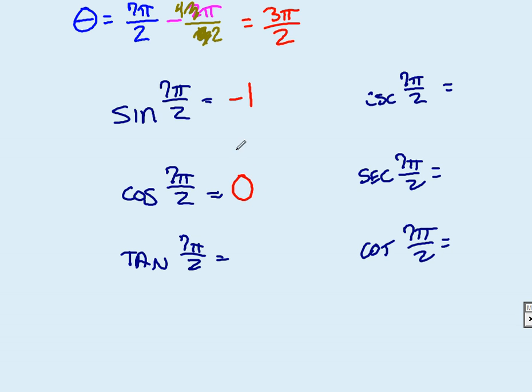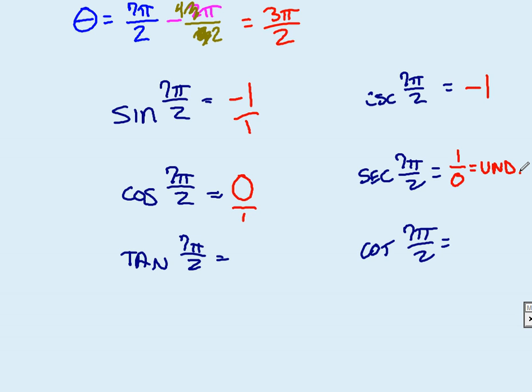Let me do my reciprocals. The reciprocal of negative 1, well, it's negative 1 over 1, so it's still just negative 1. The reciprocal of 0, that's like saying 0 divided by 1, so that means I'm going to go 1 over 0. I can't divide by 0. That means that this secant is undefined at that point.